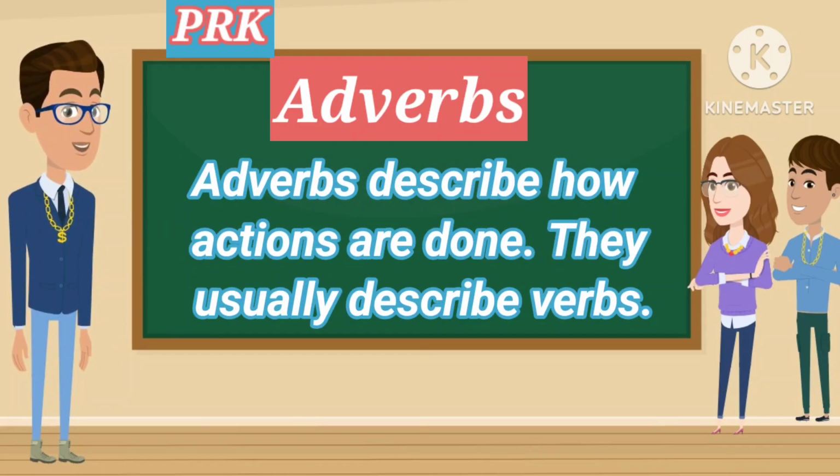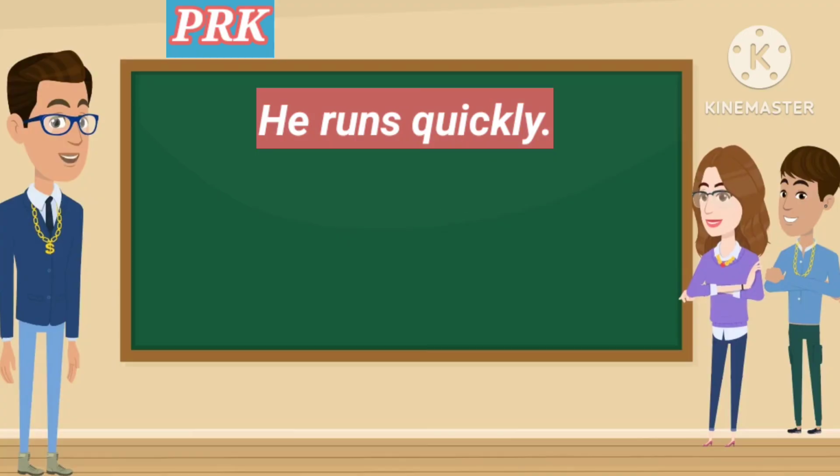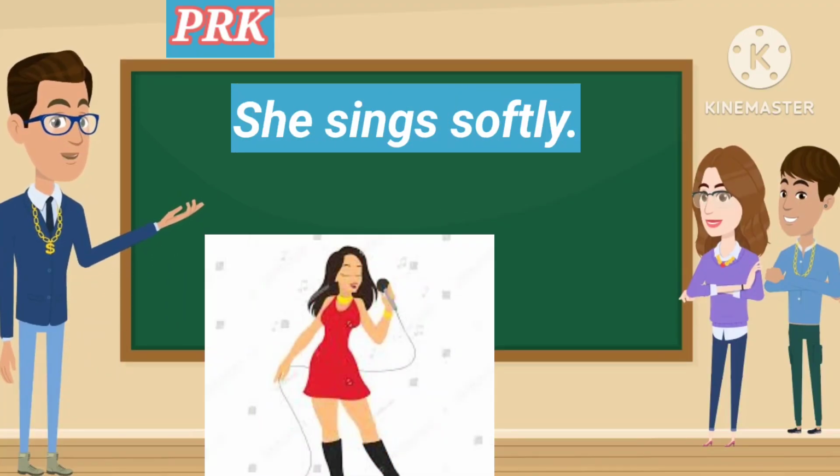Adverbs. Adverbs describe how actions are done. They usually describe verbs. He runs quickly. Here, quickly is an adverb. She sings softly. Here, softly is an adverb.